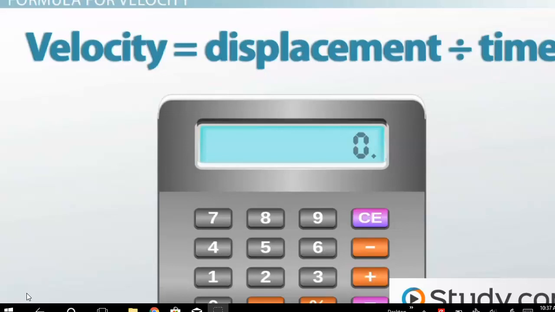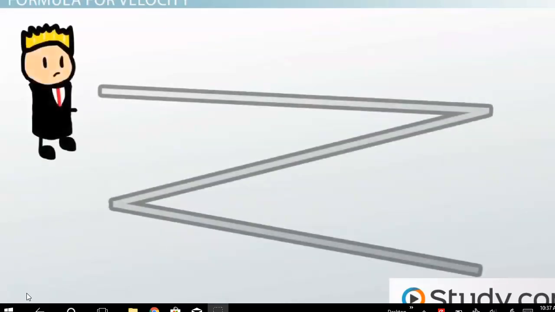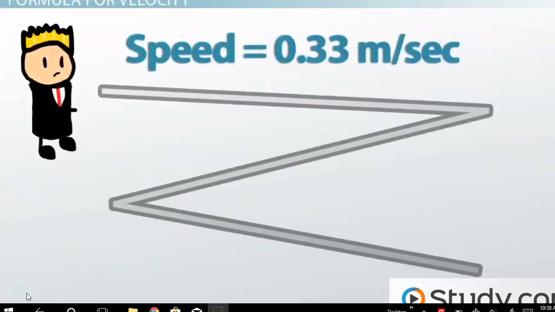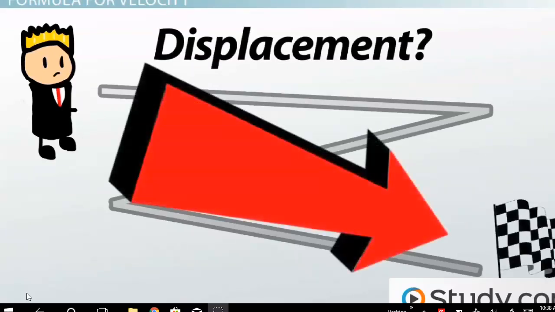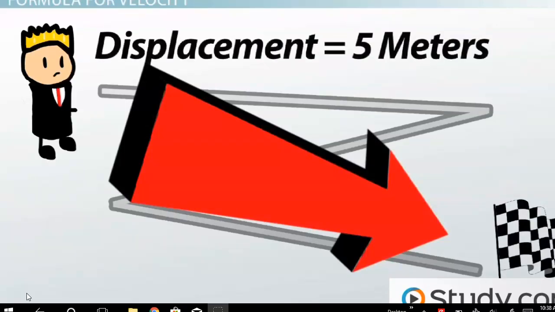Let's consider once again that man traveling in a zigzag pattern. We determined his speed to be 0.33 meters per second. We know his speed, but what about his velocity? In order to calculate velocity, we must first determine displacement. To determine displacement, measure the distance in a straight line from the man's starting point to his destination. Now let's say we measure that displacement to be 5 meters to the right. Now we can calculate for velocity.